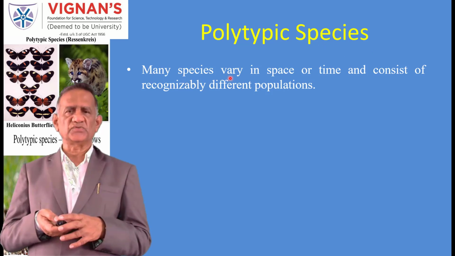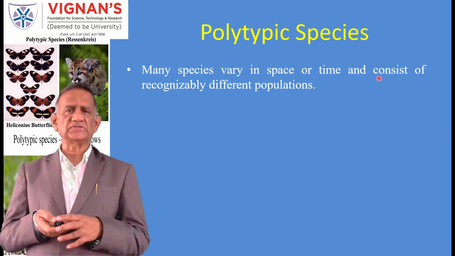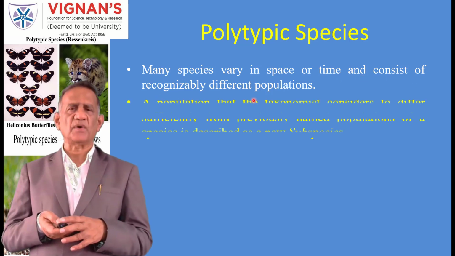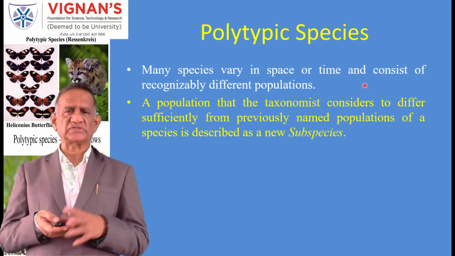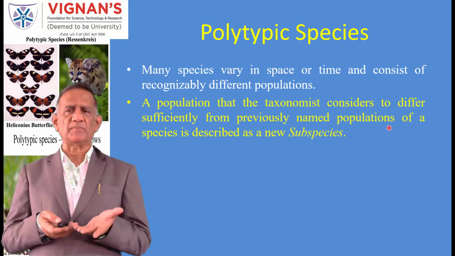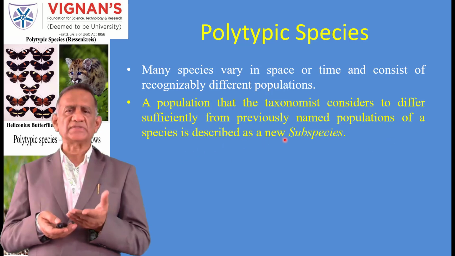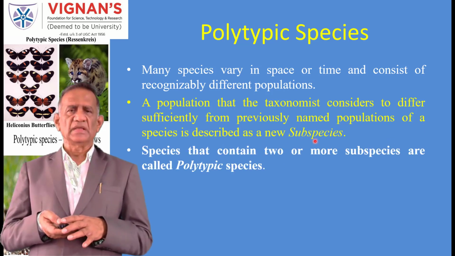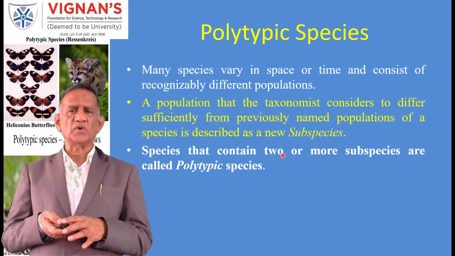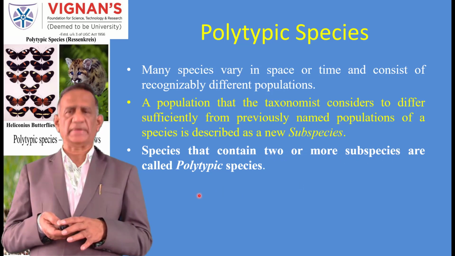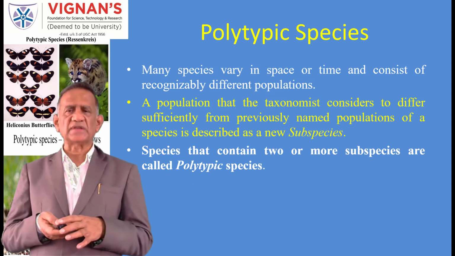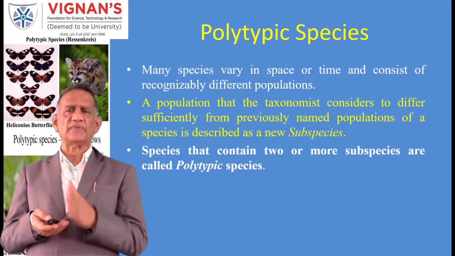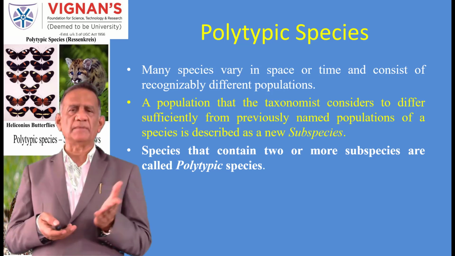Many species vary in space or time and consist of recognizably different populations. A population that the taxonomist considers to differ sufficiently from previously named population of a species is called a subspecies. Species that contain two or more subspecies are called polytypic. A subspecies is what a taxonomist considers to differ sufficiently from the other species which is named earlier.